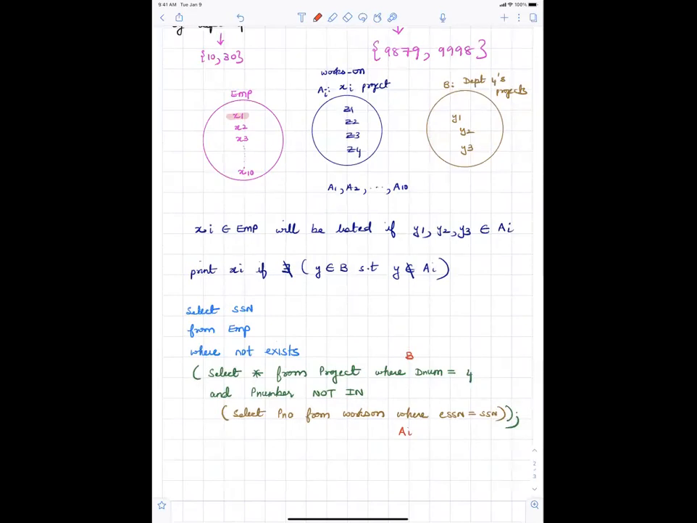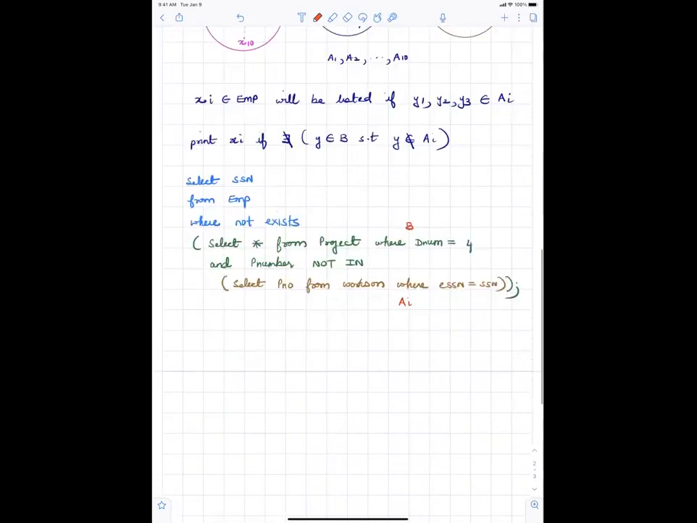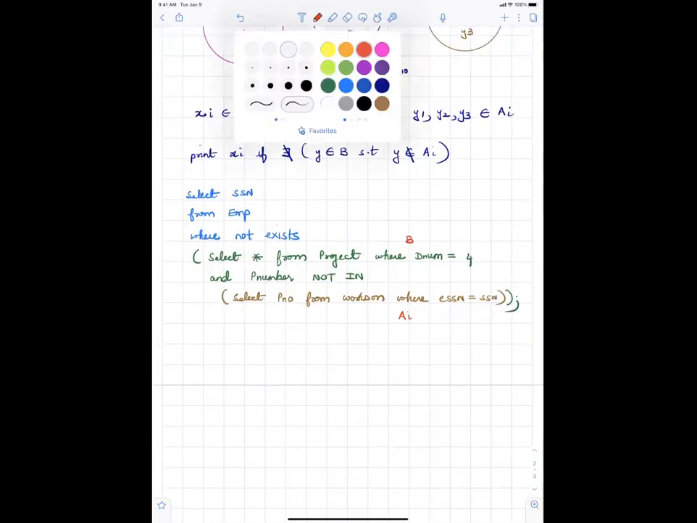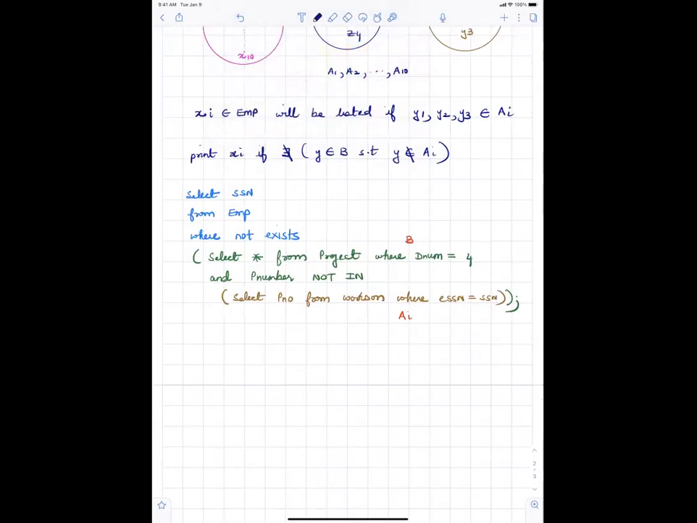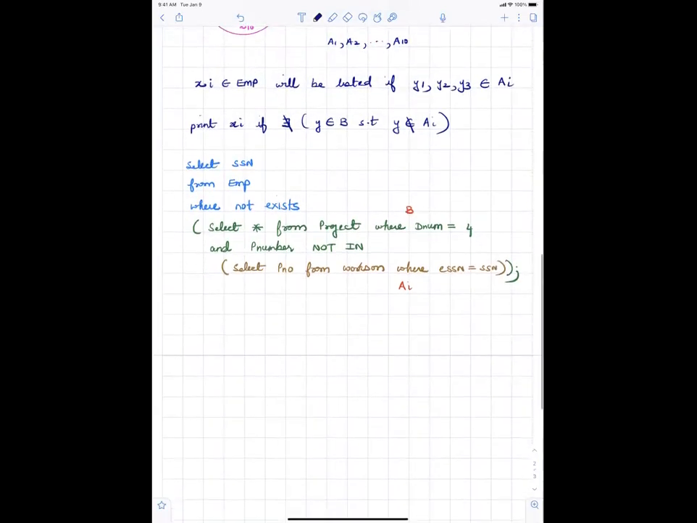So another way of doing this, this was using the not in. You could also have said print xi if there does not exist y element of B and not exists y element of AI. So it's the same thing. What you're saying is, if you have an element that is an element of B, but it's not an element of A1, that's really what I'm saying. So I would write down this query.